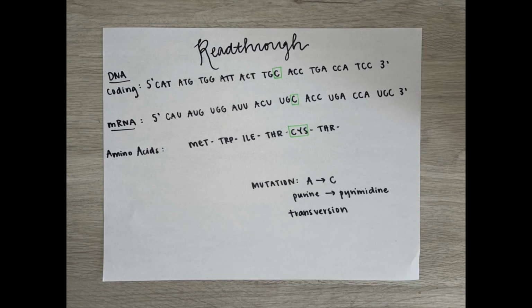The final type of point mutation is called a read-through. A read-through substitution causes a stop codon to be changed to another amino acid. The amino acid sequence then becomes longer because translation does not stop with the same codon.